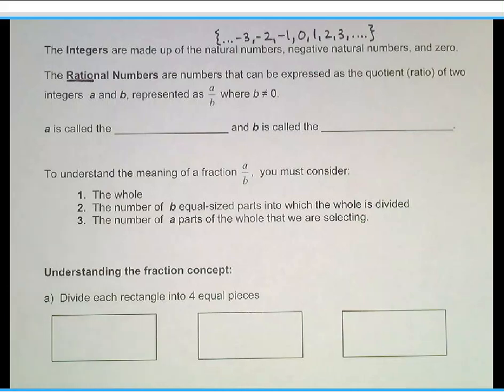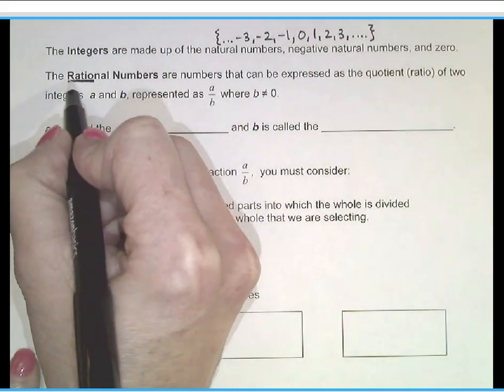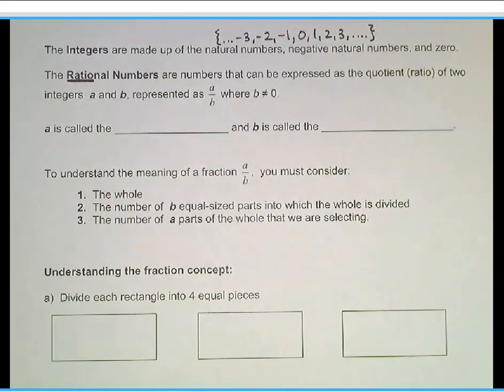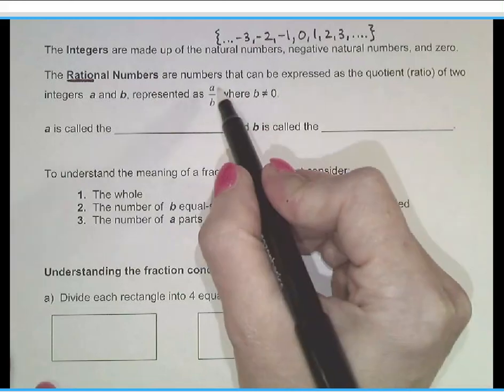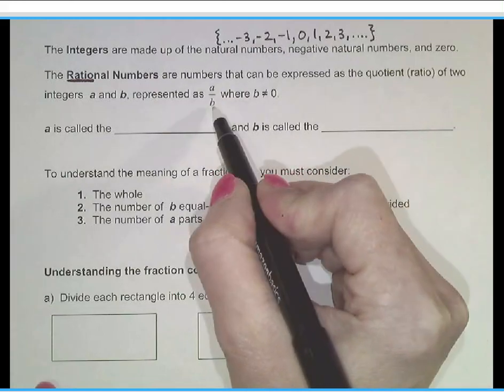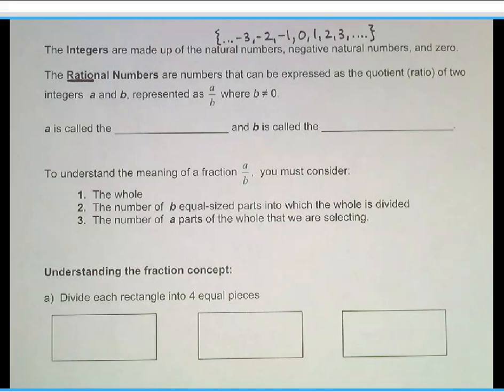We don't see decimals and fractions until we get to the rational numbers, and inside the word rational numbers is the word ratio. So these are numbers that can be expressed as the quotient or a ratio, a fraction, of two integers, a and b. So pick any two numbers from this integer set and you can put one over the other as long as b is not 0. And you'll have yourself the set of rational numbers.